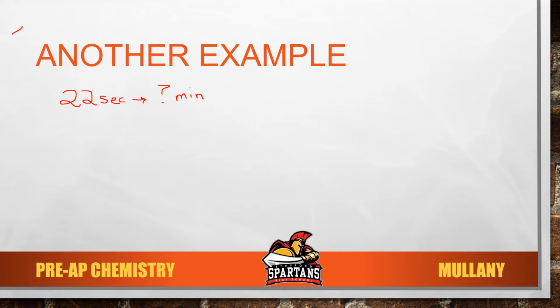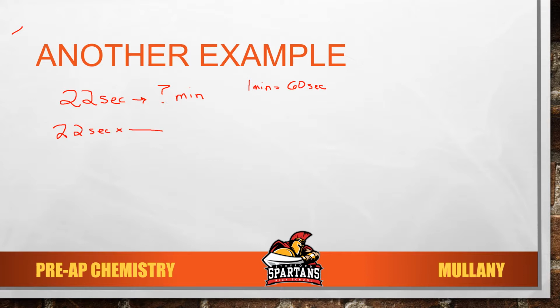So the first thing we're going to do is, well, we know that 1 minute equals 60 seconds. We need this to answer the problem. So there it is. Step 1, write down what you're given to convert, 22 seconds. And write the unit down. Don't you dare not write the unit.